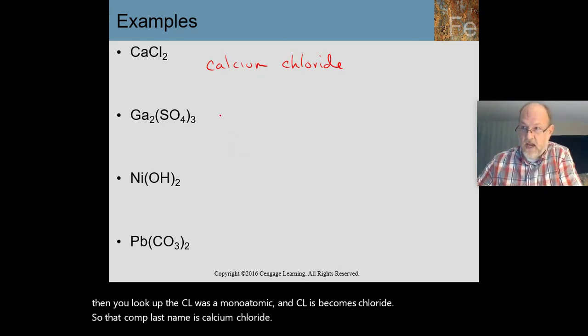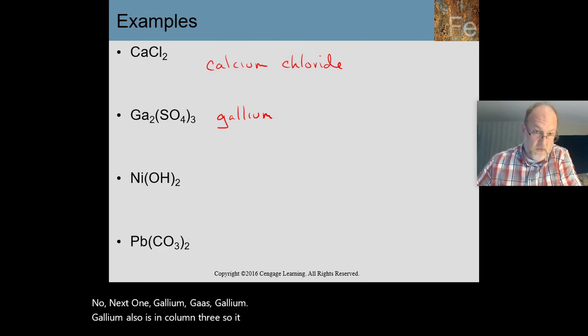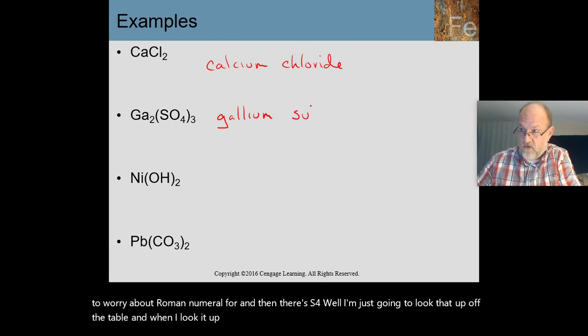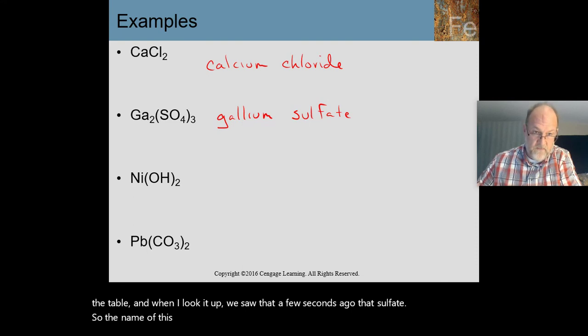Now, next one, gallium. Ga is gallium. Gallium is in column 3, so it does not have multiple possible charges, so you don't have to worry about a Roman numeral for that. And then there's SO4. Well, I'm just going to look that up off the table, and we saw that a few seconds ago, that's sulfate. So the name of this compound is gallium sulfate.